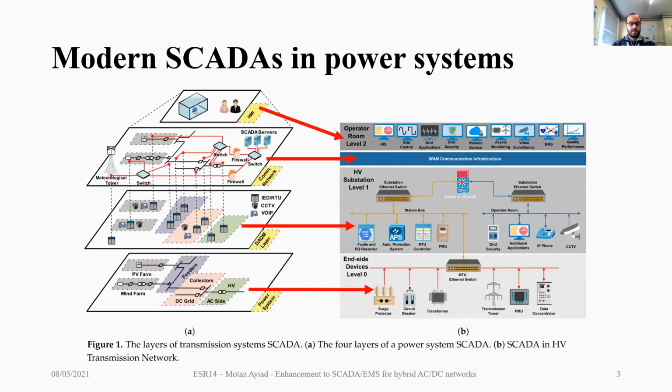These devices are connected to the command center of the SCADA through a communication network, which is usually a WAN network. In the command center, we have the operator room, which has a human-machine interface, a screen that basically observes the network and allows the operators to control it and monitor it very well.